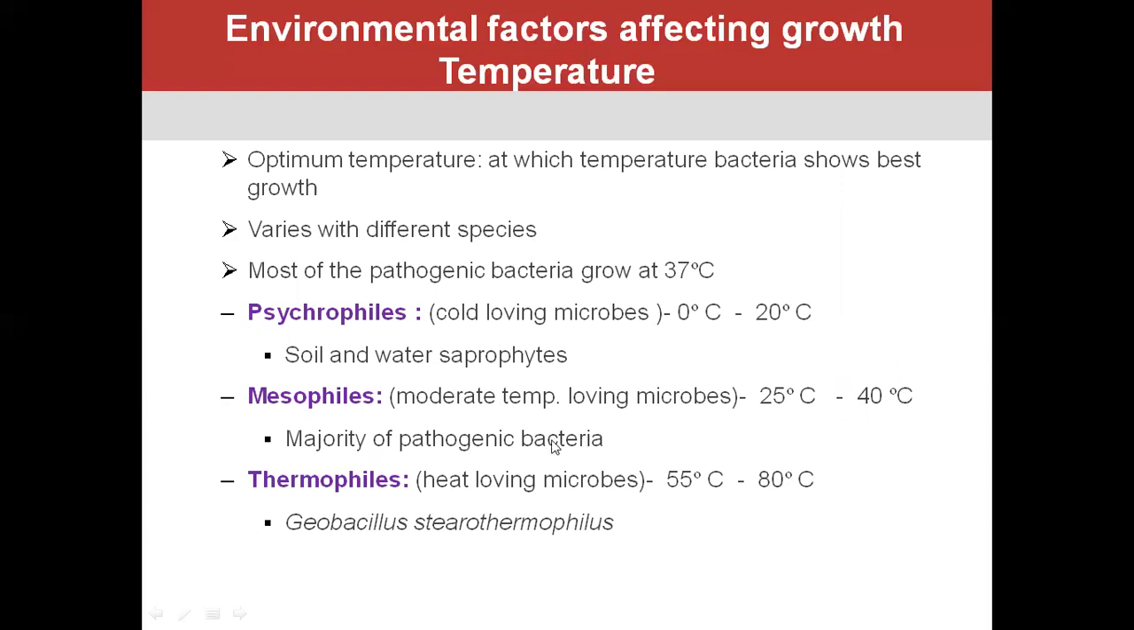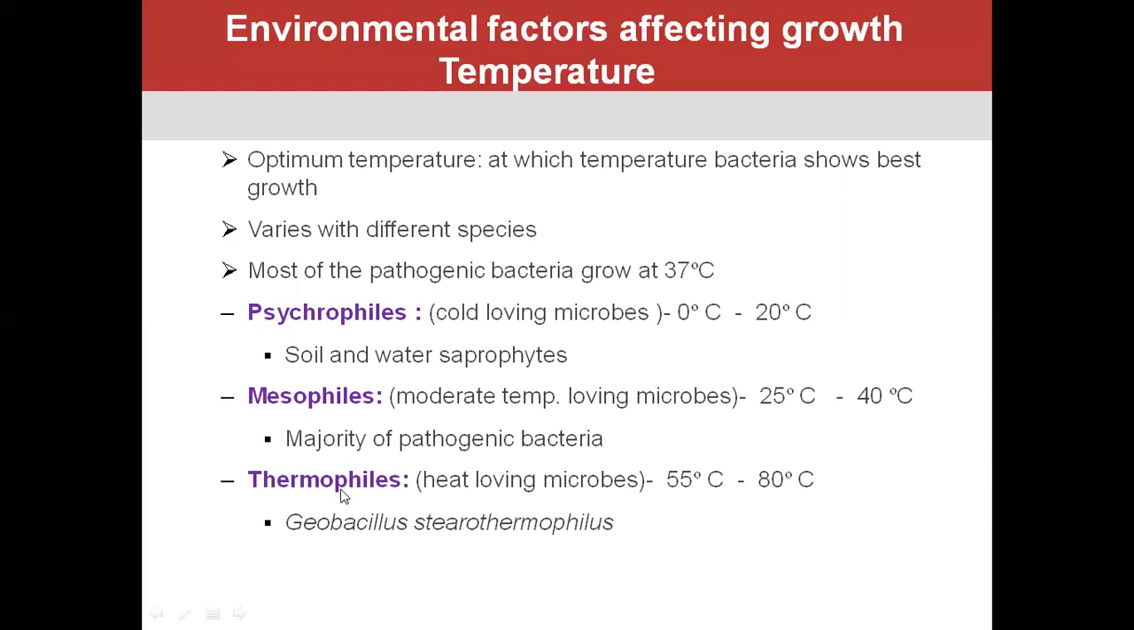Majority of the pathogenic bacteria, most of the pathogenic bacteria, are mesophiles. So they grow at a temperature range of 25 to 40. And as we discussed, they have an optimum temperature of 37 degrees centigrade. They grow best at 37 degrees centigrade, which is our normal body temperature.